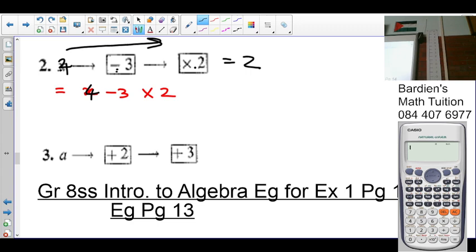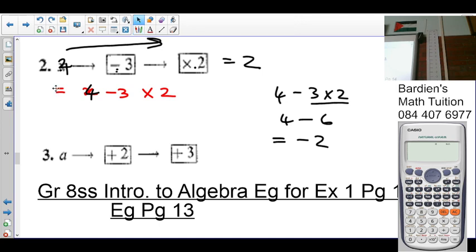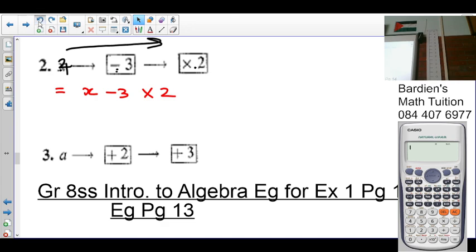But according to BODMAS, what's going to be done first? Multiplication. So it's 4 minus 6. It's minus 2. So there's a mistake somewhere. What needed to be done first?